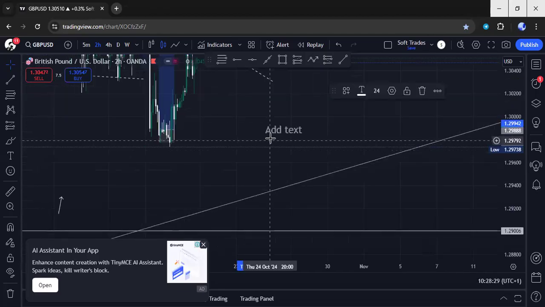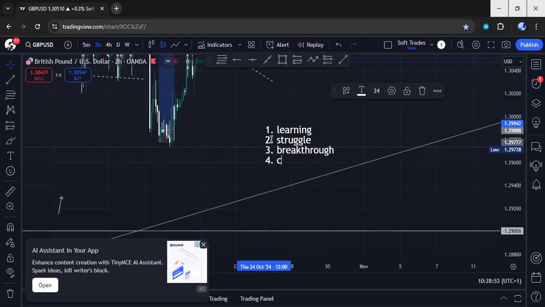Now, talking about the breakthrough stage, this is the learning, the struggling, or struggle. Then we have, what is it called again, breakthrough. Then we have the consistency. Then we have the final one, which is scalability. Okay, so these are the 5 stages of becoming profitable in trading.